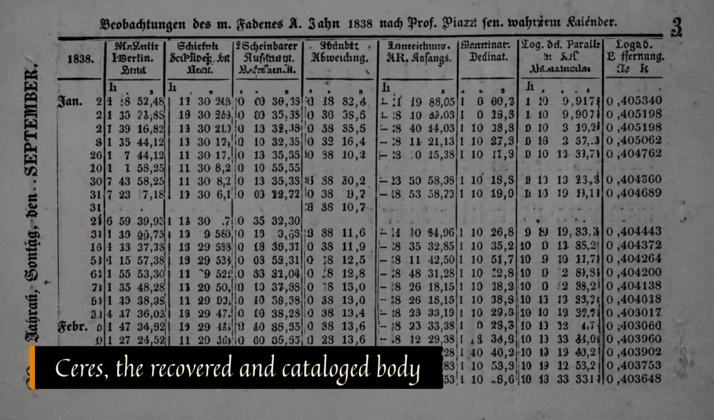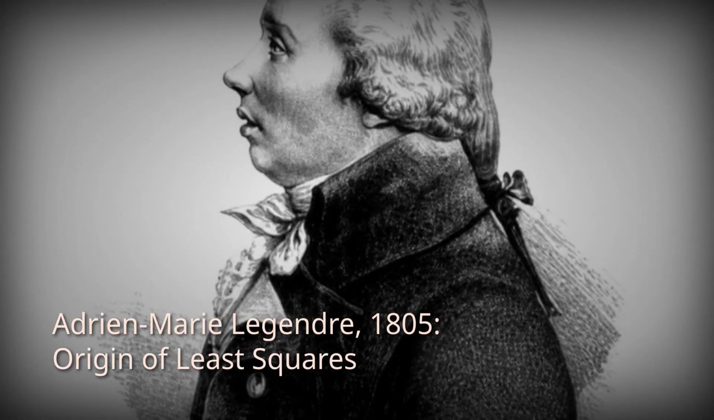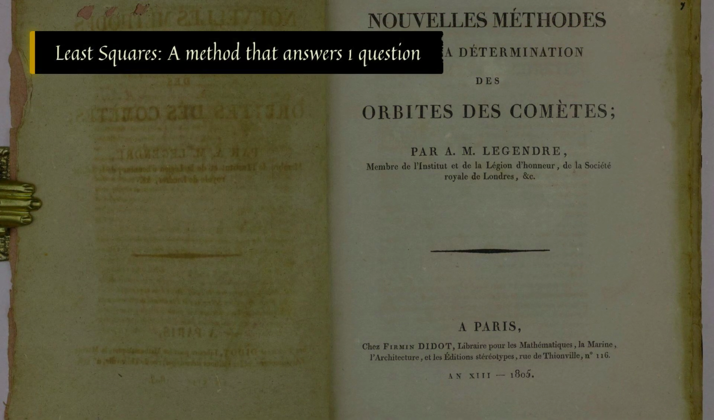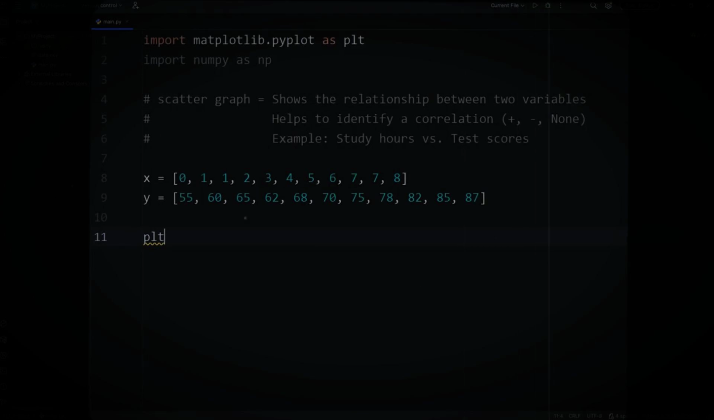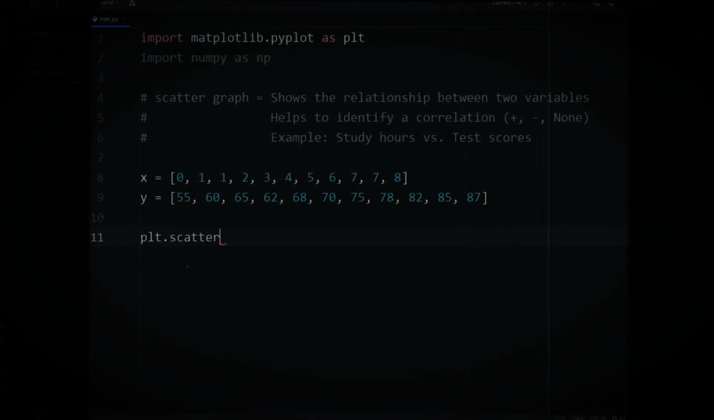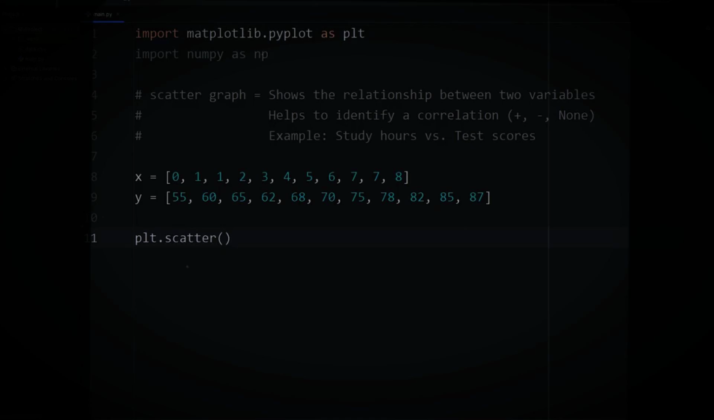We call it Ceres. The method Gauss used was published a few years later by Adrien Marie Legendre in 1805 under the name least squares. It answers one question. Given a scatter of imperfect measurements, what's the line that fits them best? That question is the whole foundation, so it's worth being concrete about it.